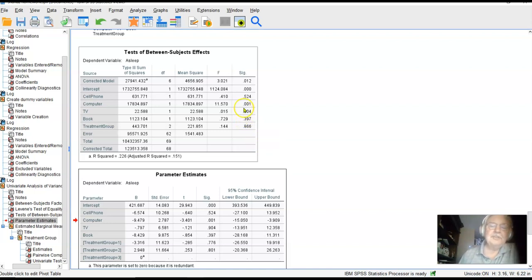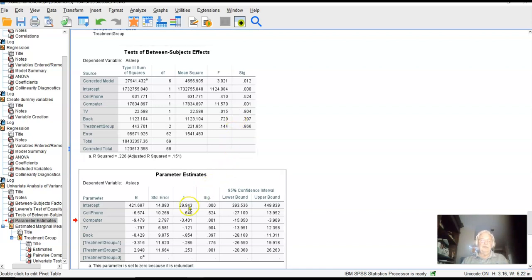In fact, the only time we reject the null hypothesis is when we look at minutes of computer. And so minutes of computer, or hours at the computer at night, is significantly related to amount of sleep. And when we come down here to the parameter estimates, we see that the computer is negative. So you lose 9 minutes of sleep for every hour increase in the computer, and that's a significant effect.